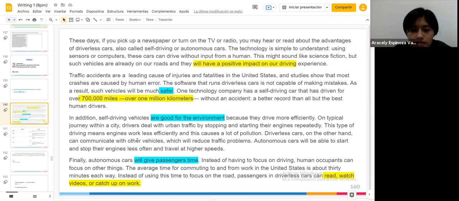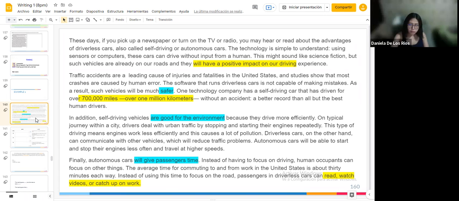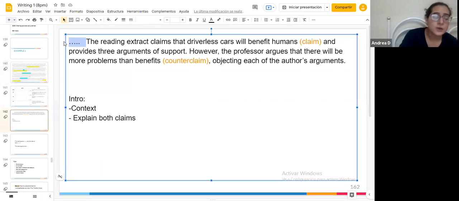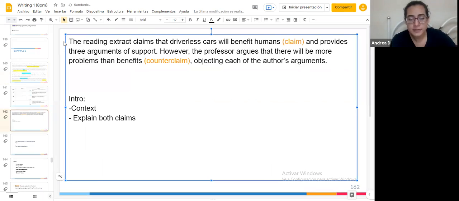Advantages of driverless cars. Okay, advantages of driverless cars. Yes, that's right. That's the topic of this, but I was wrong. Sorry. Think of the general topic of both the reading and the lecture, what they have in common. So what would that be? Driverless cars. Okay, perfect. That's the topic. All right, so you can try to explain that at the beginning.